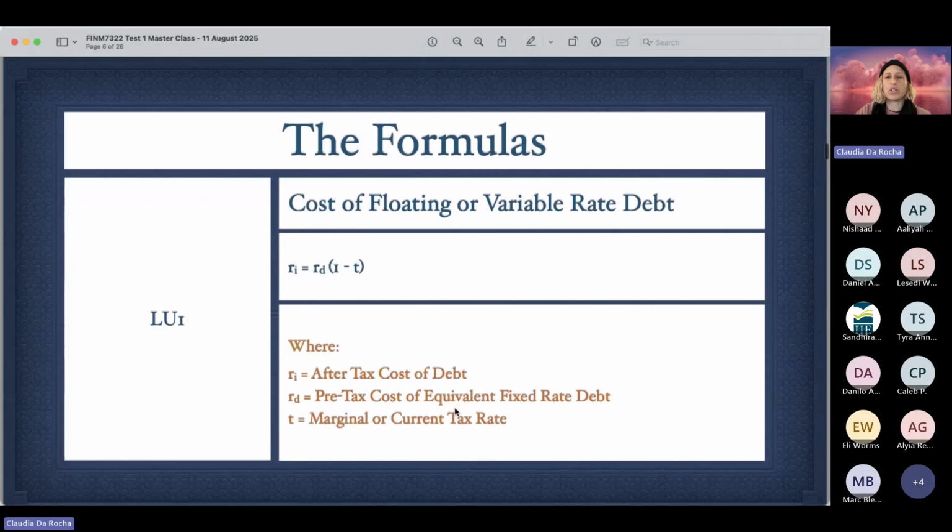Then we have cost of floating or variable rate debt. So this is when debt is pegged against a variable rate, normally prime. And so the interest does fluctuate. So the formula there is R is equal to RD times 1 minus T, where T is tax. So we're basically looking at the pre-tax cost of debt and then removing tax off it. And the pre-tax cost of debt needs to be an equivalent fixed rate debt. So in other words, we find a debt that's equivalent to this debt, but with a fixed rate, and then we use that rate, not the variable rate.